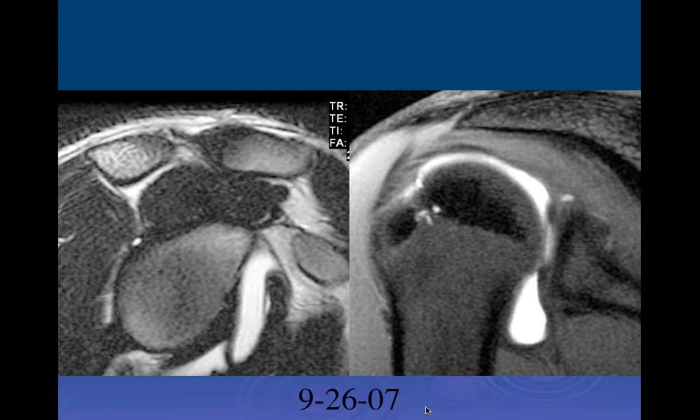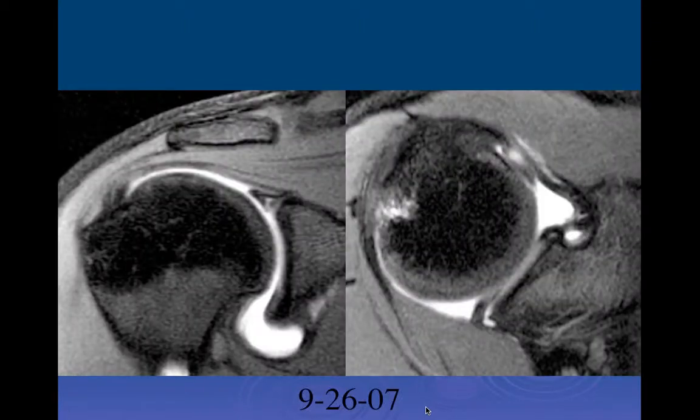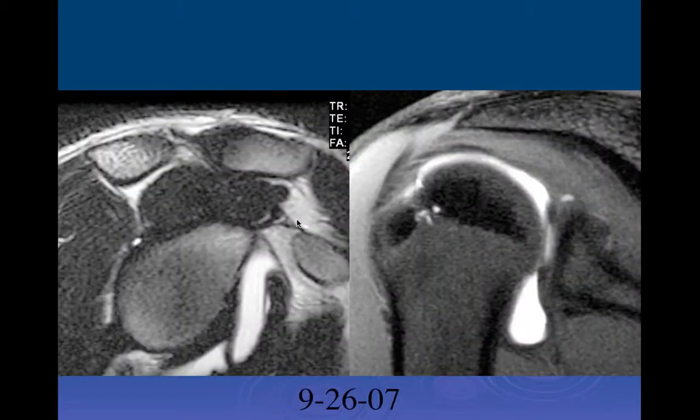Michael, what do you think of this case? Okay, so this is the image that we've seen, and we have the signal superior, anterior, and posterior, so we can call this a SLAP tear. And this is a follow-up? Yeah, this is a follow-up.